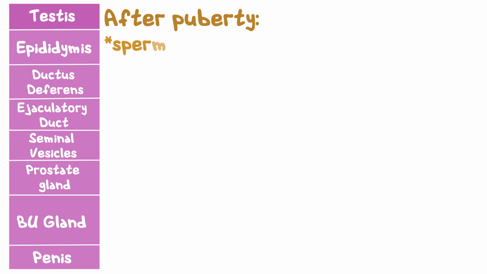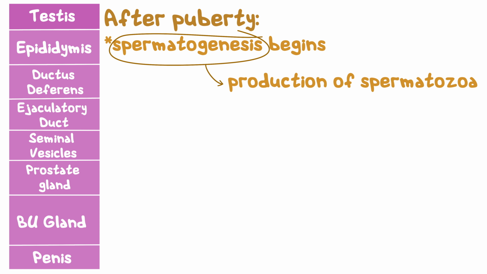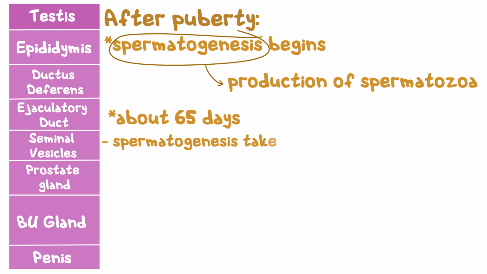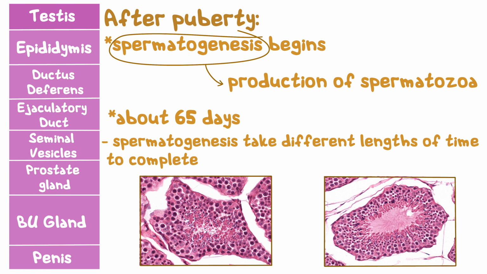After puberty, spermatogenesis begins as spermatogenic cells undergo meiosis and differentiation in a cycle of events that results in the production of spermatozoa, a process which takes about 65 days in humans. The stages of spermatogenesis take different lengths of time to complete, and as a result, not all the stages are present in the layers of cells in any one region of the germinal epithelium. The appearance of seminiferous tubules depends on the stages the spermatogenic cells have reached in forming spermatozoa and on the angle at which they are sectioned.